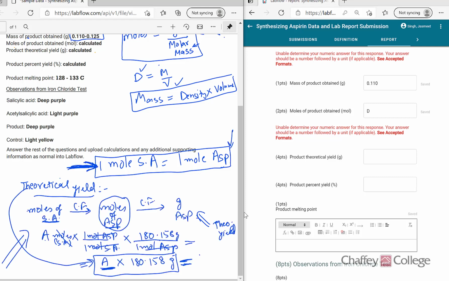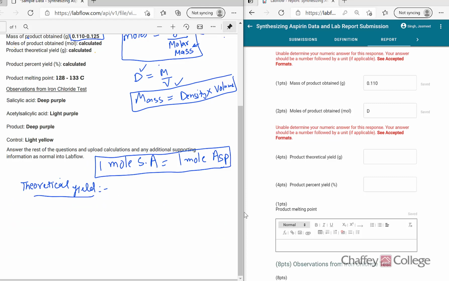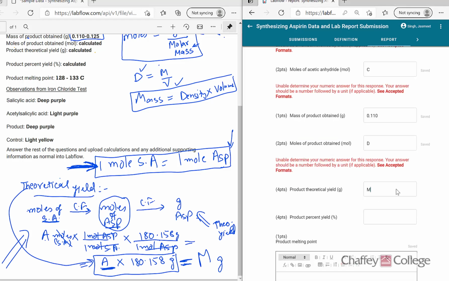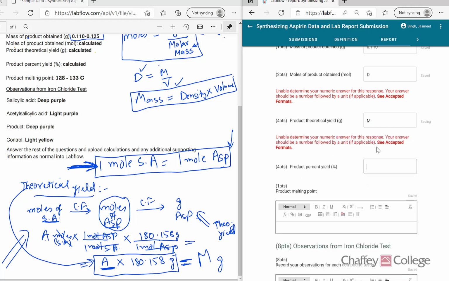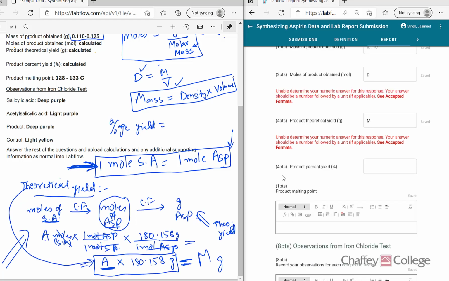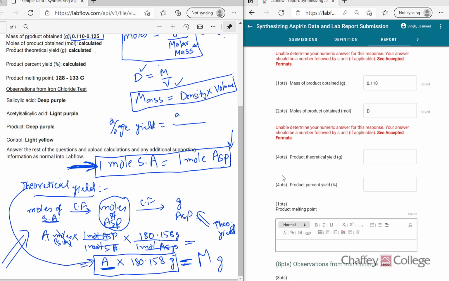Let's say it's M grams. So that value goes here, M grams. Now let me calculate the percentage yield. The formula is: percentage yield is the grams of product obtained divided by the theoretical yield, multiplied by 100. This is the percentage yield.